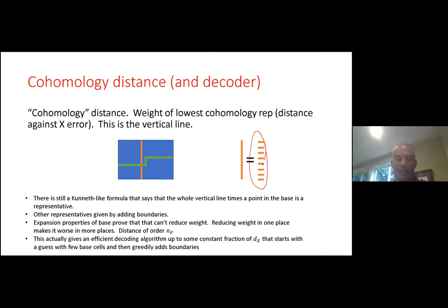And this efficient decoding algorithm relies on picking a guess for the thing with a small number of base cells and then greedily adding the boundary. And just as often these classical LDPC decoders use greedy algorithms that work because of expansion properties, the same thing happens here. There's a greedy adding a boundary algorithm that provably decodes here.